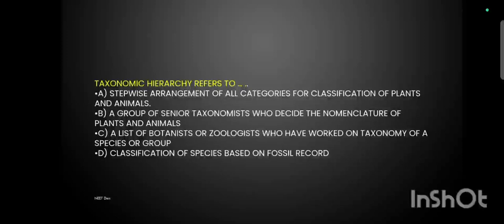Question. Taxonomic hierarchy refers to A. stepwise arrangement of all categories for classification of plants and animals. B. a group of senior taxonomists who decide the nomenclature of plants and animals. C. a list of botanists or zoologists who have worked on taxonomy of a species or group. D. classification of species based on fossil record. So, correct answer is taxonomic hierarchy refers to A, that is stepwise arrangement of all categories for classification of plants and animals.